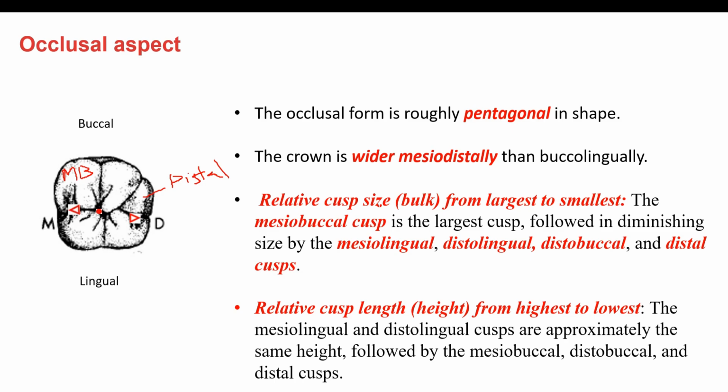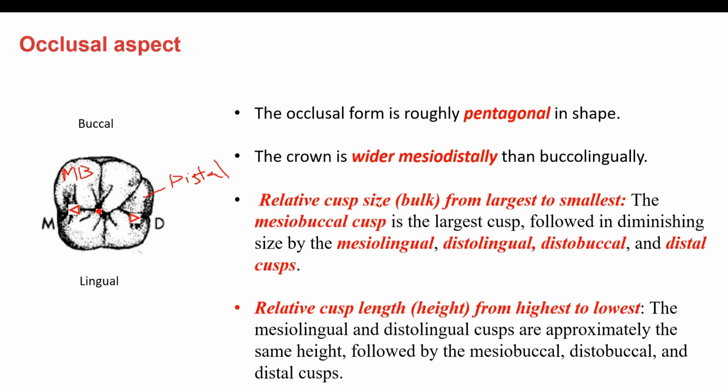And coming to the height of the cusp, can you tell me again which were the cusps which were slightly taller? Both the lingual cusps are slightly taller and almost equal in height compared to the buccal cusps, and these are followed by mesiobuccal, distobuccal and distal in the heights.